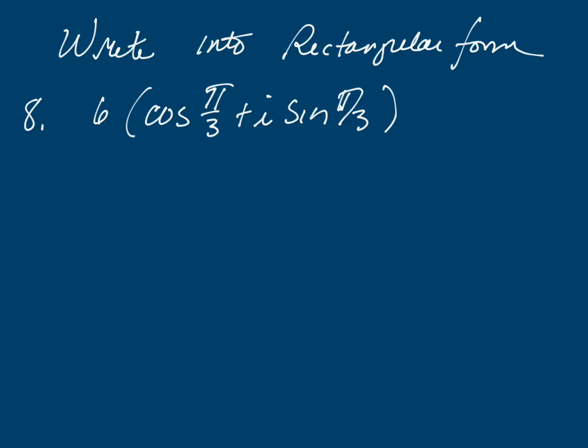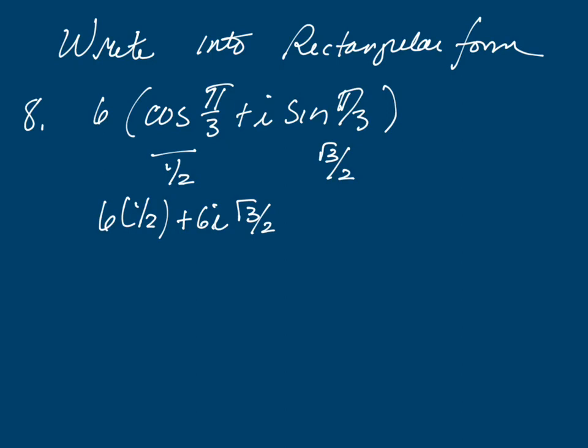And so the cosine of pi over 3 is 1/2, and the sine of pi over 3 is the square root of 3 over 2. So I have 6 times 1/2 plus 6 times I times the square root of 3 over 2. And simplifying that, I get 3 plus 3I square root of 3. So that would be the answer to number 8. Let's go on to number 9.